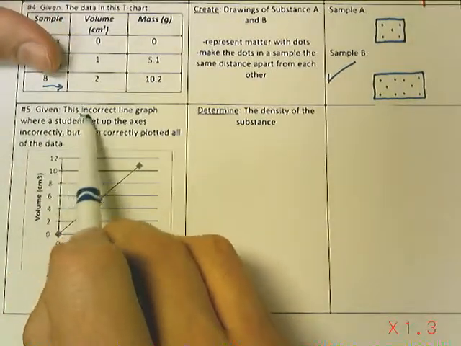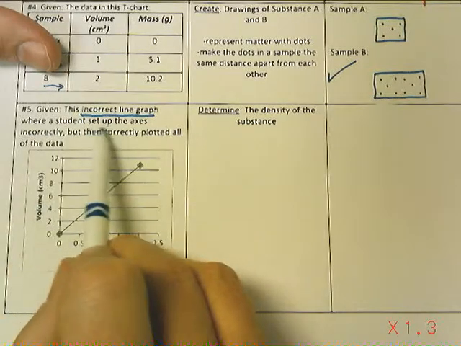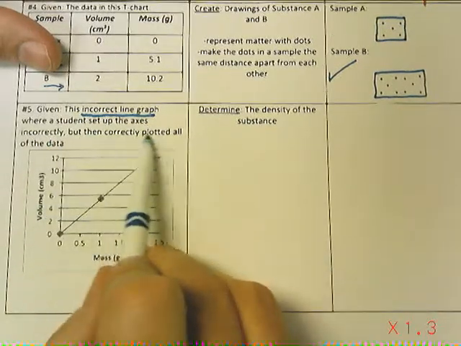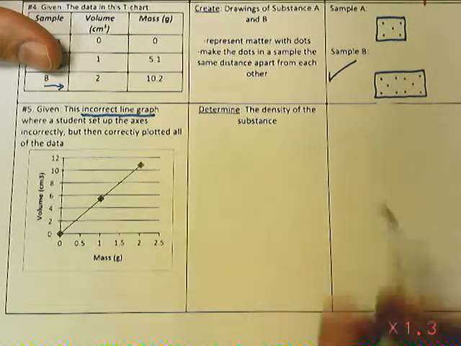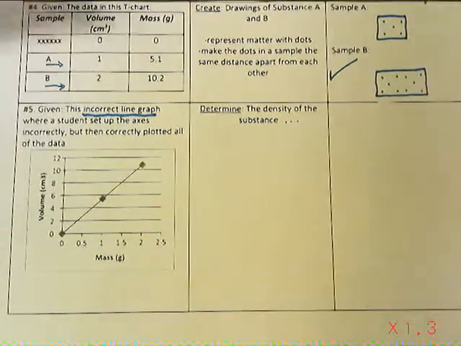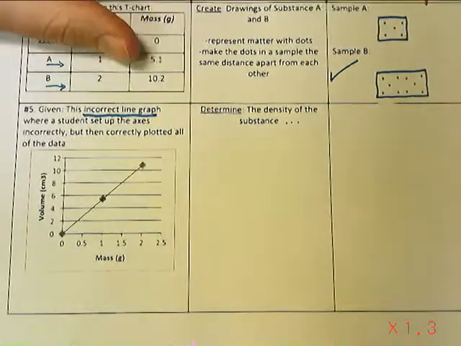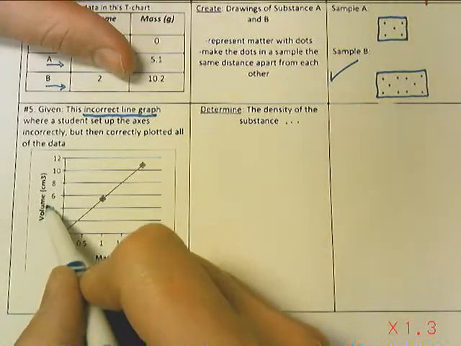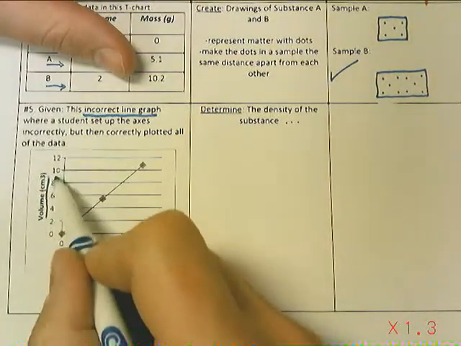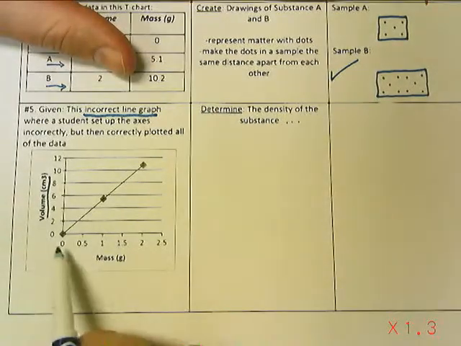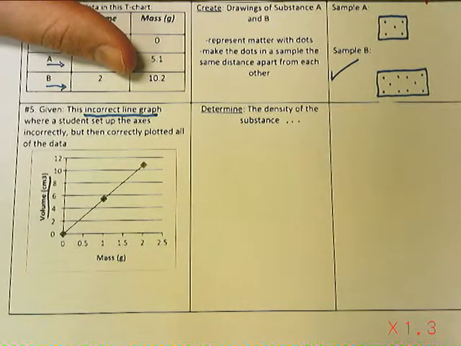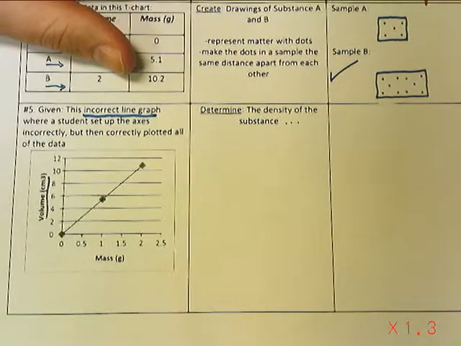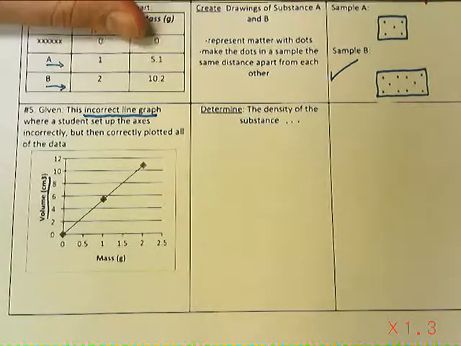Given this incorrect line graph, where a student set up the axes incorrectly but then correctly plotted all of the data, determine the density of the substance. So the student put volume here and set up the numbers, and then put mass here and set up the numbers, and then took the actual data and plotted it accurately on a reversed graph.